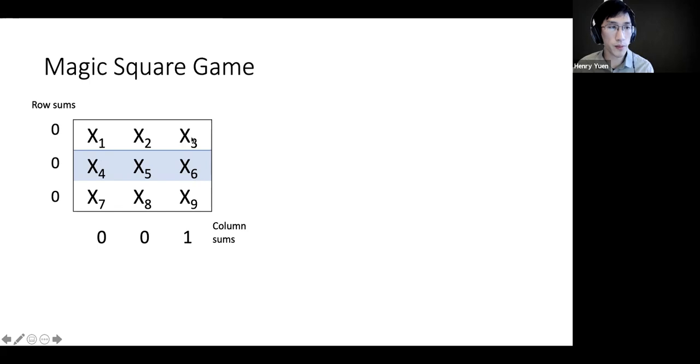So all the row sums must be 0 modulo 2. The column sums must be 0 for the first 2 columns. But the last column, if you sum up the variables and you take the sum mod 2, you must get 1. So it's not too hard to see that it's not possible to assign 0 and 1 to all of these variables in a way that satisfies all the constraints. Because if you sum up all the rows, you're supposed to get 0, whereas you sum up all the columns, you're supposed to get 1. So it's not satisfiable.